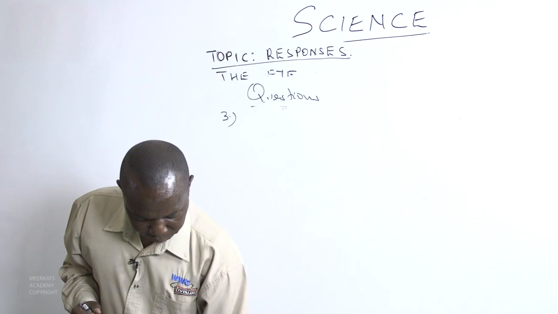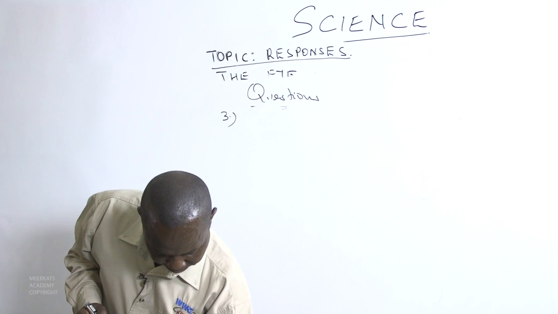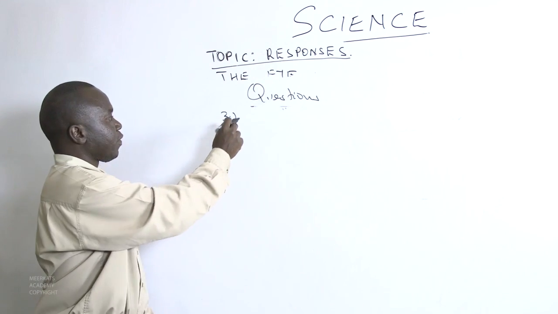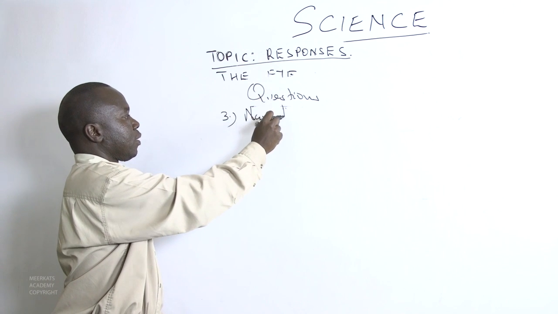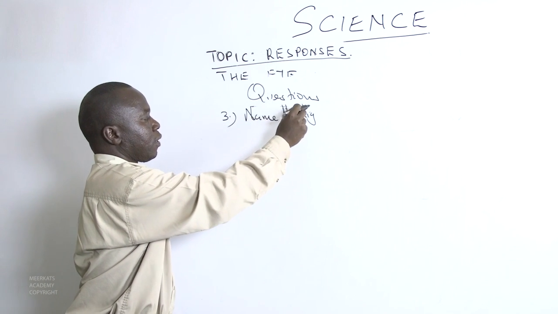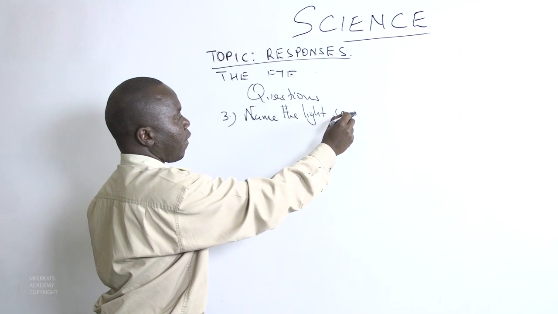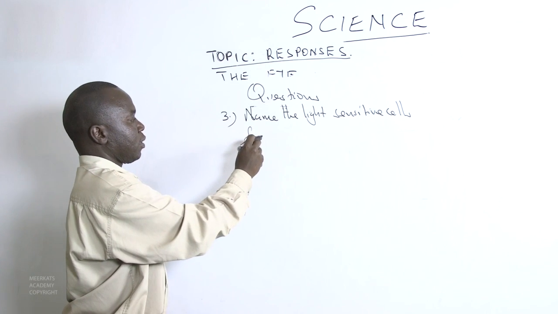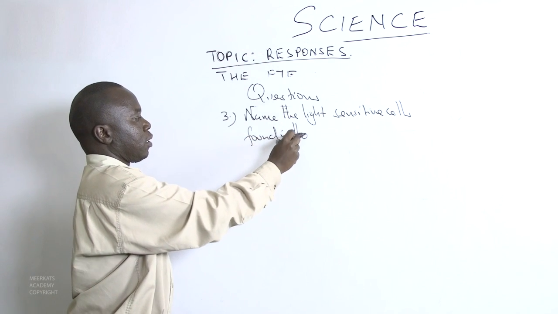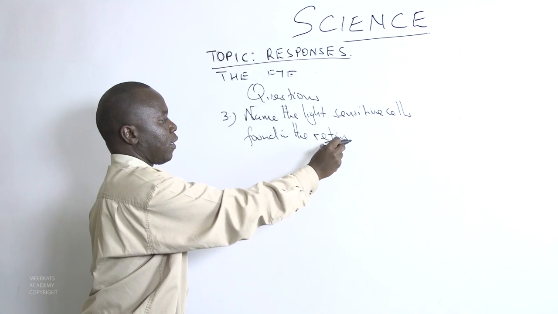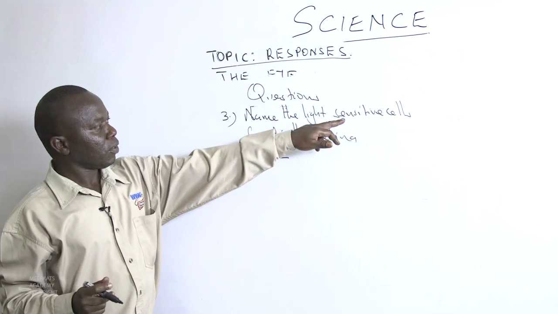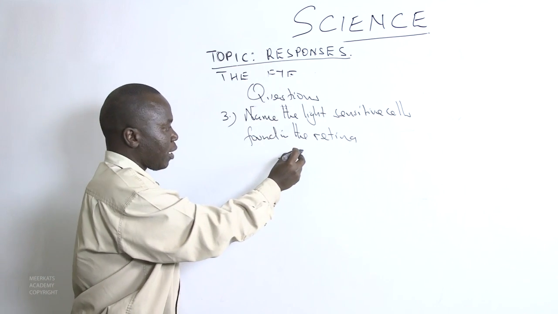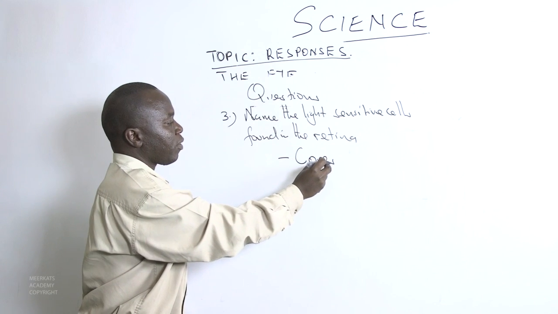And then the last question. Name the light sensitive cells found in the retina. We have said those light sensitive cells are called photoreceptor cells. There are 2 types. We said we have cones and rods.